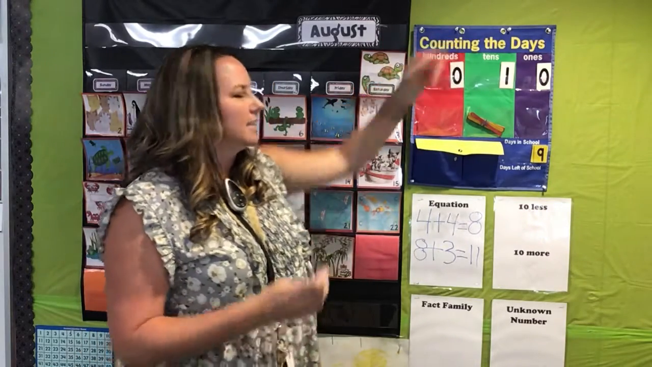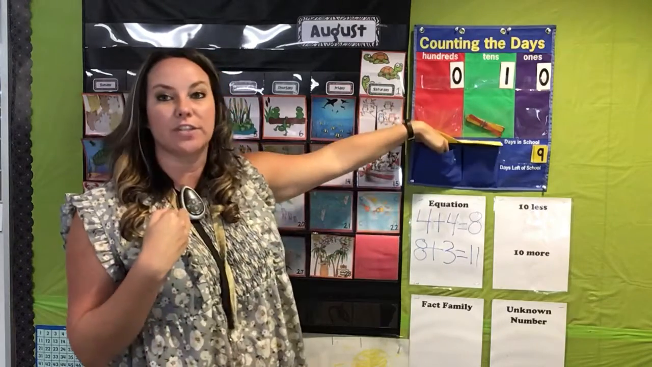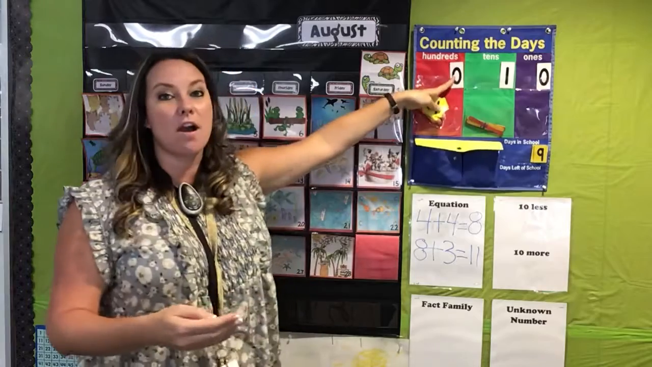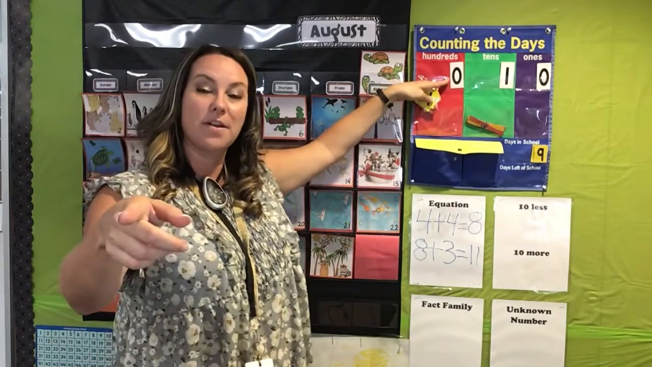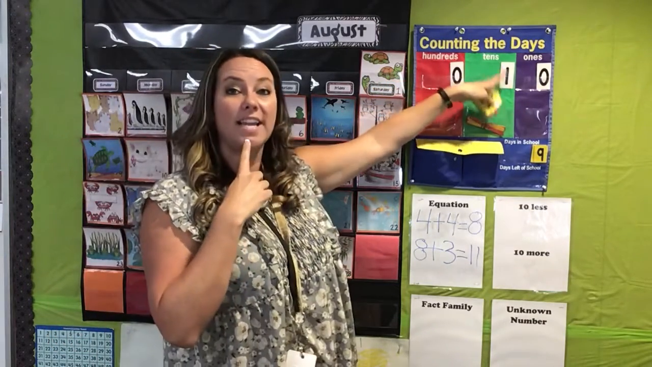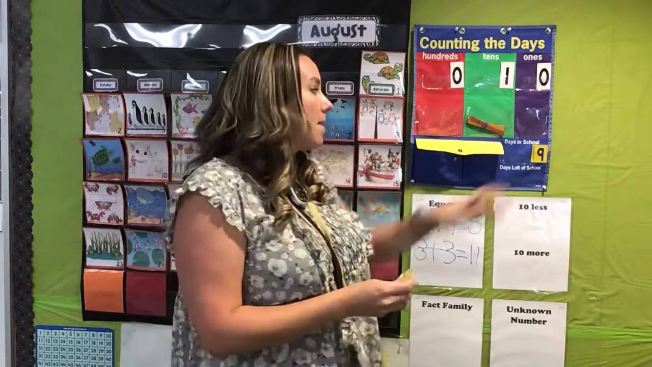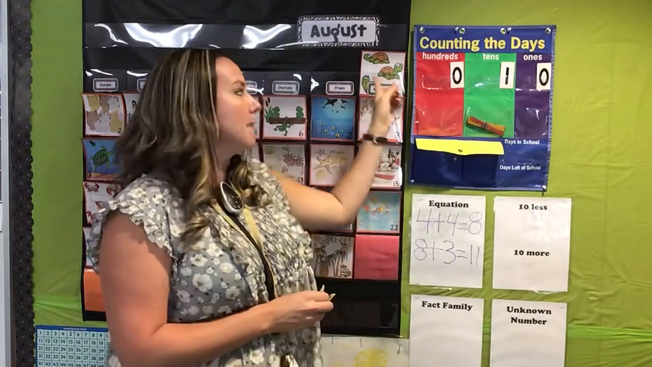All right, so this is where we say, repeat after me. You say, repeat after you. 0 hundreds, 0 hundreds. 1 10, 1 10. And 0 ones, 0 ones. Makes the number. What number does this make?